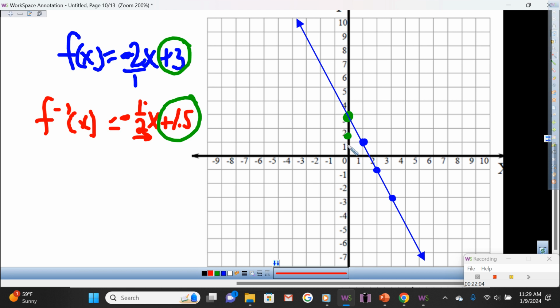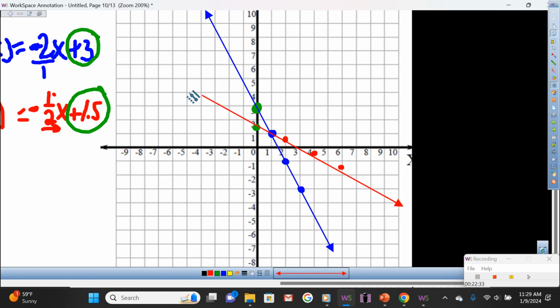So I go 1 step down, 2 to the right, and I plot my point here in between the 2 lines. Let me do it again: 1 step down, 2 to the right. And now we can graph our line in red. Once again, extend it as much as you can.